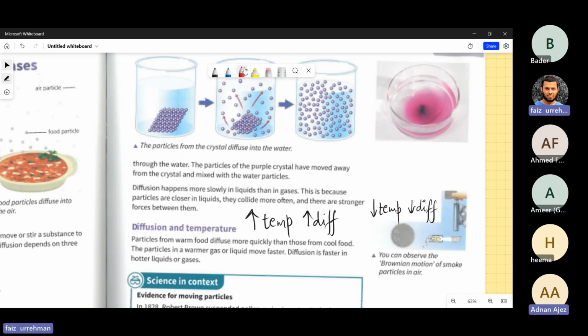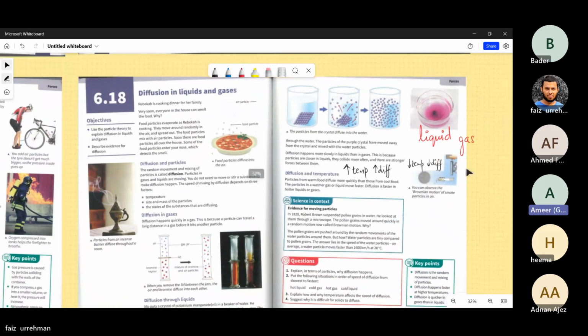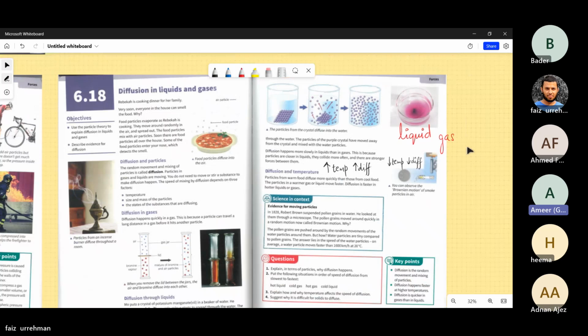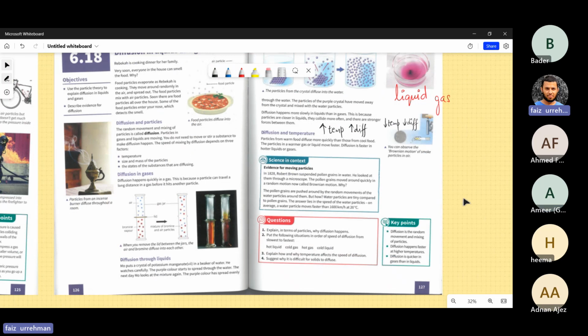But in liquids and gases, in which medium is diffusion faster? In liquid or in gas? In gas, it is faster. In liquids, it's not very fast. Because gas particles move fast and are far away from each other. The liquid particles move over each other, and they are more crowded.